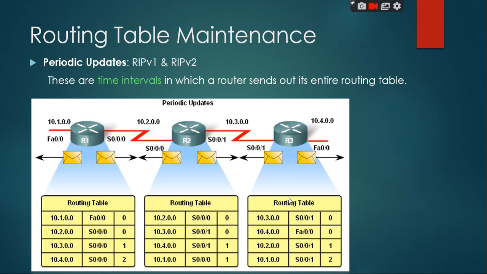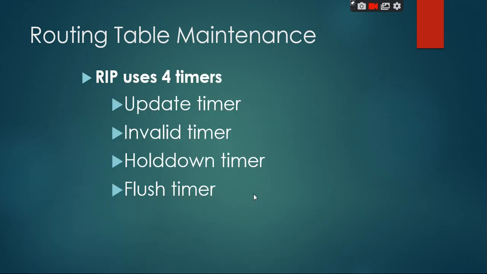Okay, moving forward, let's see how the table is maintained. Routing tables are maintained using 4 timers. RIP uses 4 timers to maintain these routing tables. The 4 timers are the route update timer, route invalid timer, route hold down timer, and route flush timer. So let me explain how this works.